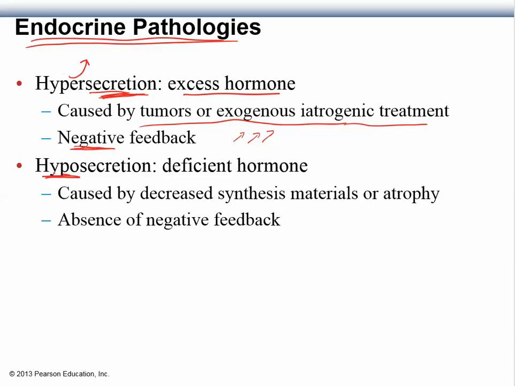Hyposecretion: hypo means decreased or lowered. That means you're not making enough, deficient. It's caused by decreased synthesis materials or atrophy. If you don't have the building blocks to make the hormone in the first place, then you're not going to be able to make it. Atrophy just means that it's wasting away, that the cells are dying, that they're going away. So that can happen. And then an absence of negative feedback. Okay, so hopefully this all makes sense, and that covers pretty much everything that we're going to talk about with the endocrine system until we actually talk about the individual systems.